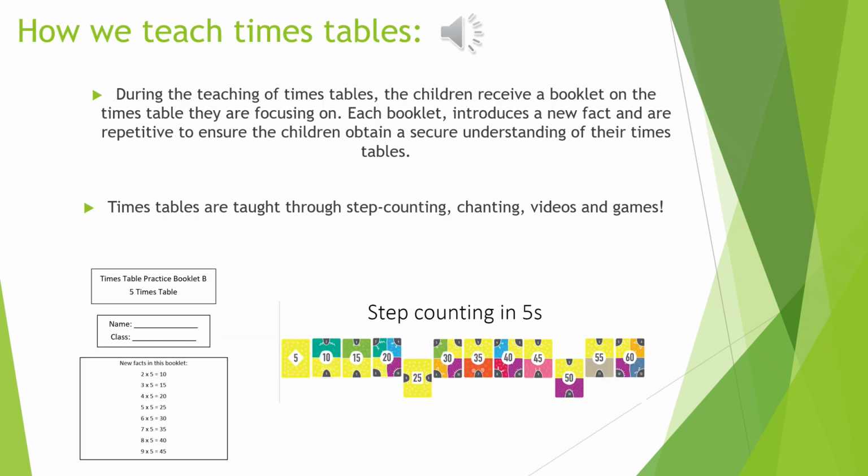To support their children in learning their times tables, they are given a booklet that correlates with the times table they are learning in class. Each booklet introduces a new fact, and they are repetitive to ensure that the children can obtain a secure understanding of their times tables. They are taught through step counting, which you can see at the bottom of the slide, where each time the children chant all the way to 12 times, a card gets hidden, and they repeat the process until all 12 are hidden. They will also learn their times tables through chanting, videos and different types of games.